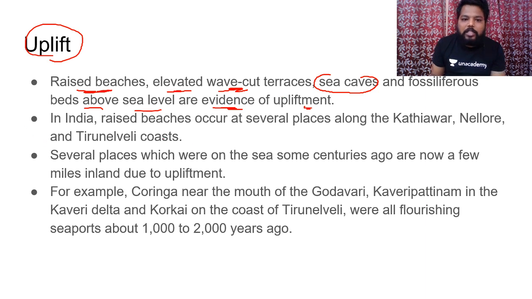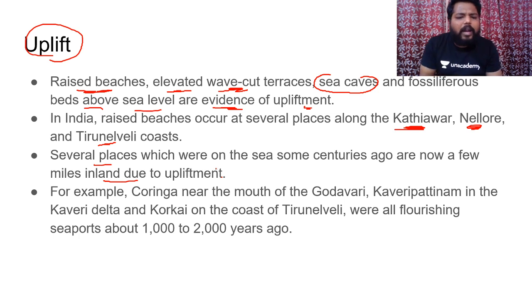In India, raised beaches occur at several places all along the Kathiawar region of Gujarat, Nellore in Andhra Pradesh, and Tirunelveli coast of Tamil Nadu. And if you see, several places which were on the sea some centuries ago are now a few miles inland due to the upliftment. So in the coastal regions, we would be observing the rise of the continental shelf. That is the best example which we can say related with this epirogenic movement.